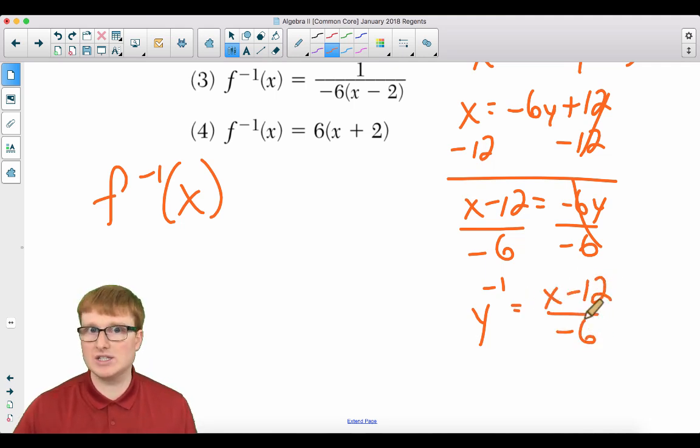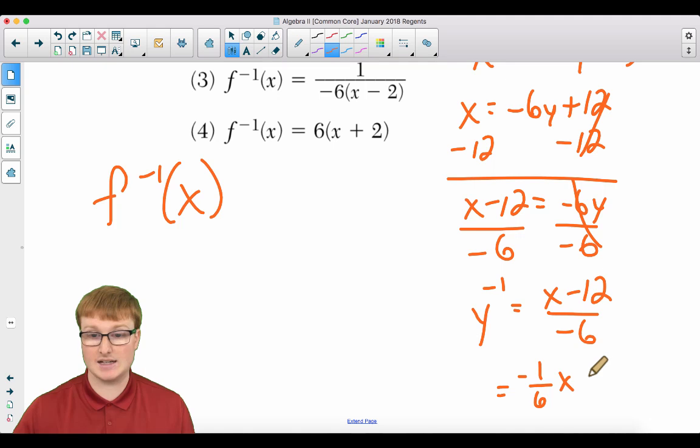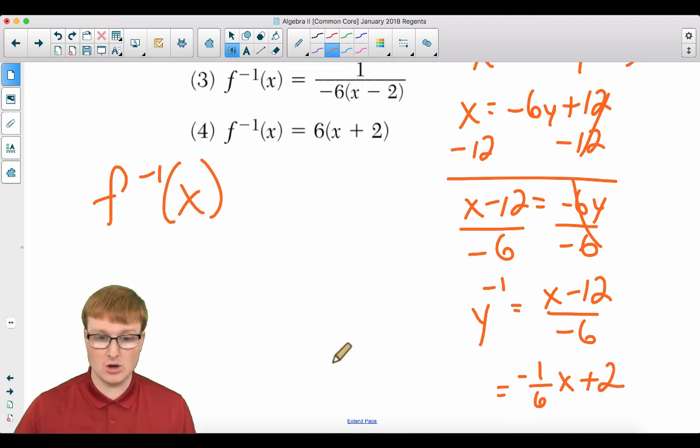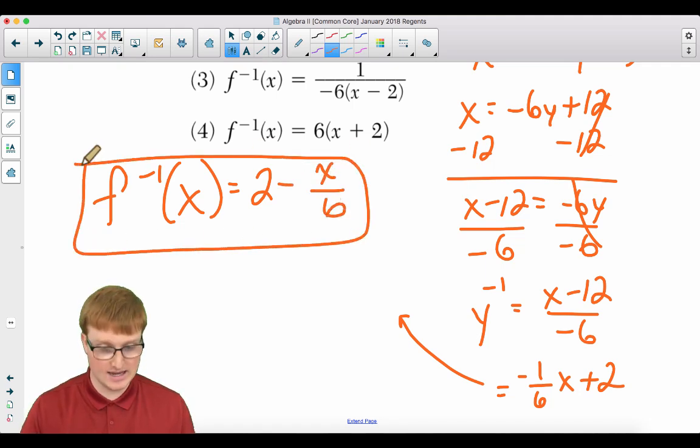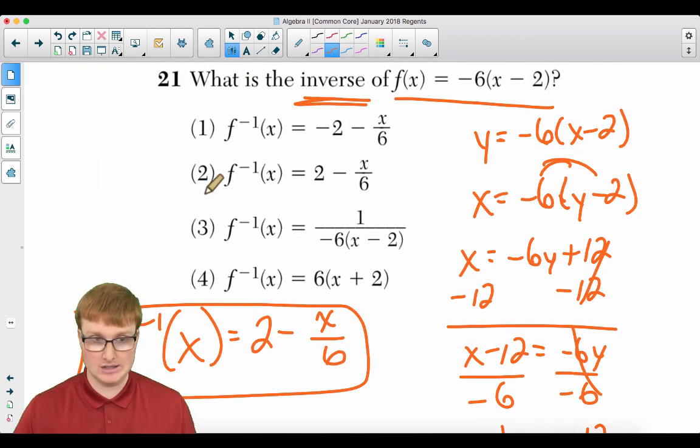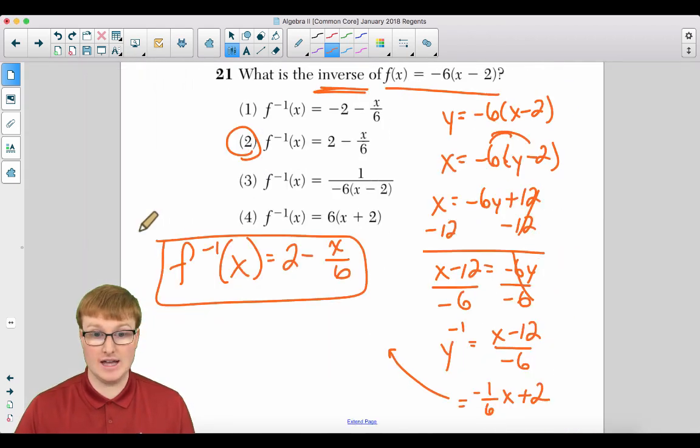Now, there are other ways to write this. One way is to just do I heart division. This is really saying negative 1 over 6 x plus 2. This is really 2 minus x over 6. And I think that's the answer that they put here. Yes, that is choice 2. And again, just do the I heart division process and you get right back to this answer. Your answer is choice 2. Moving on to number 22.